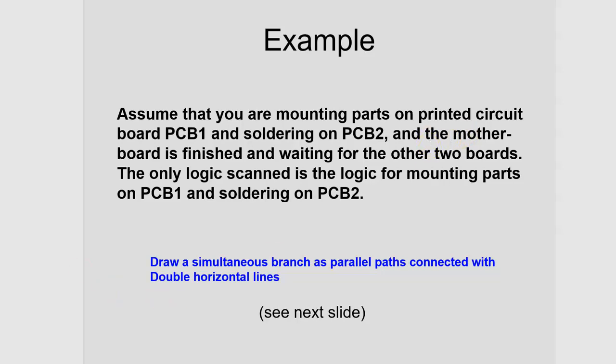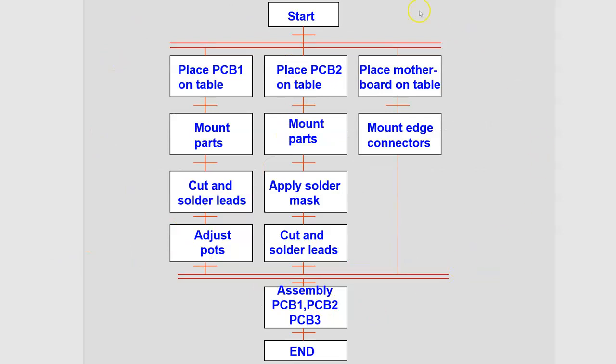If you look at this pictorially, it'll make more sense. So this is the actual structure for the simultaneous branch. Notice it kind of looks like the OR, but it's actually different. Here's how this works. If it's okay to transition into this structure, then this line right here represents logic flow to all of these at the same time. So this is going to transition to each one of these. Now this one we said was already done. There's only a few steps here: place the motherboard on table, mount the edge connectors, and it's done.